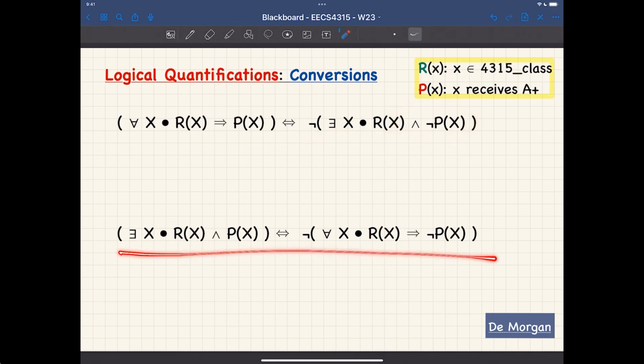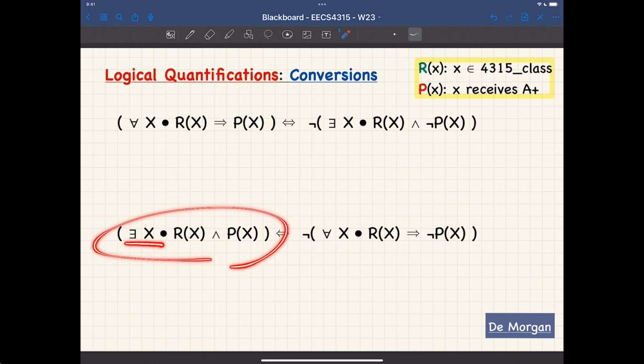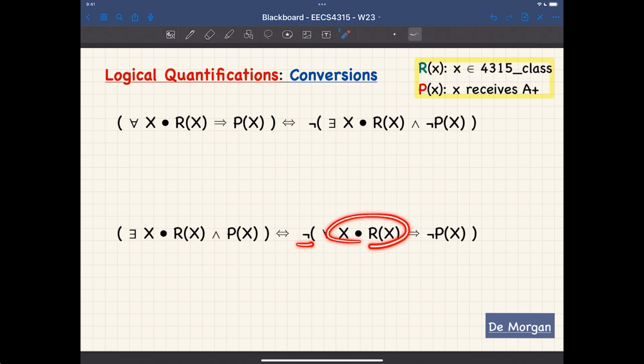Okay, how about this one here? How do you interpret that? There is one student in 4315 who also received A+, at least one. That means it is not the case that every student in 4315 does not receive A+. If I say there's at least one, that means it is not the case that none of you actually receive A+. It's a little bit tricky to interpret. That will be a little exercise you can try to convince yourself.